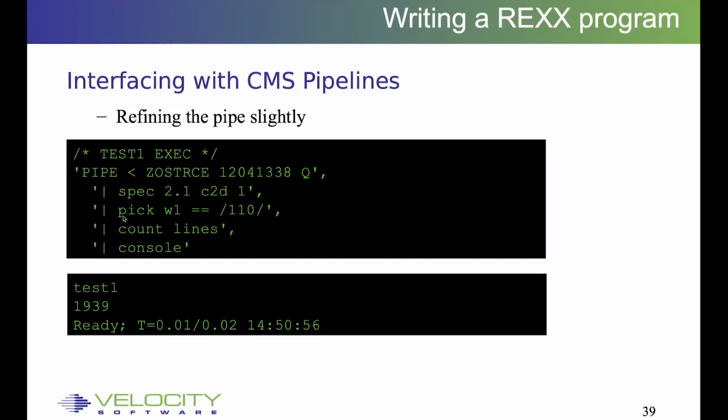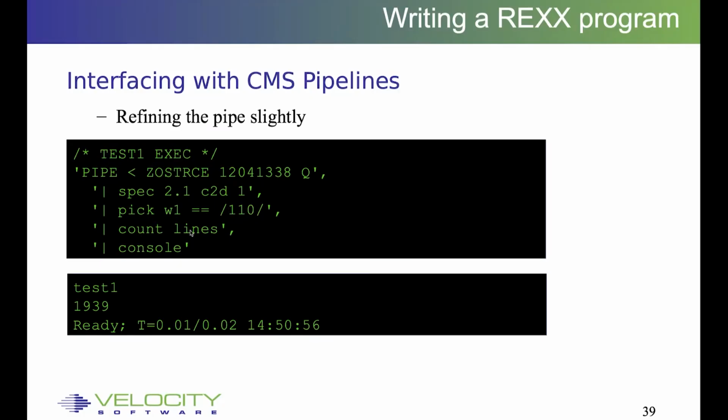In the next line, this pick stage is kind of a filter. So it's going to filter out parts of the pipe stream. Word 1 is the first word of the output. There is only going to be one word because I'm filtering out this value. And this equal indicates that I want to look for the value 110. And the 110 is in slashes to delineate it. And then I want to produce a count of the lines and write it to the console.